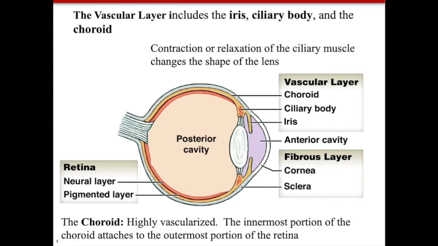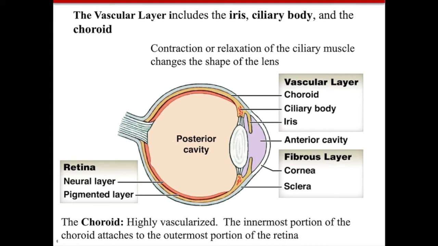The vascular layer has different components, so it's represented in this picture as yellow. It has the choroid, which is highly vascularized, so a lot of blood vessels, and it continues anteriorly into a structure called the ciliary body and the iris, which gives the eye color.